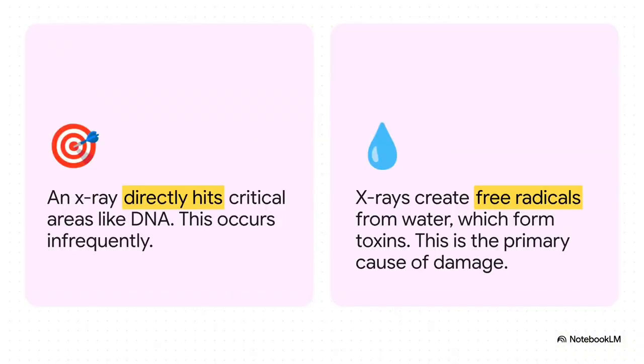Now, this whole process leads to 2 main theories about how radiation causes damage. You've got the direct theory, which is when an X-ray gets lucky and scores a direct hit on something super important in the cell, like its DNA. But that's pretty rare. What's way more common is the indirect theory. This is where the X-rays create those free radicals from water, and then those free radicals go on to do the damage. So the key thing to remember is that water usually acts as the middleman for most of the damage.